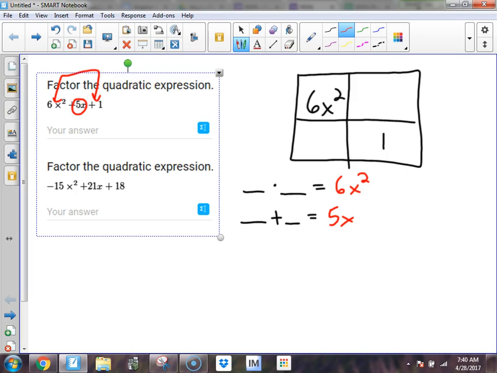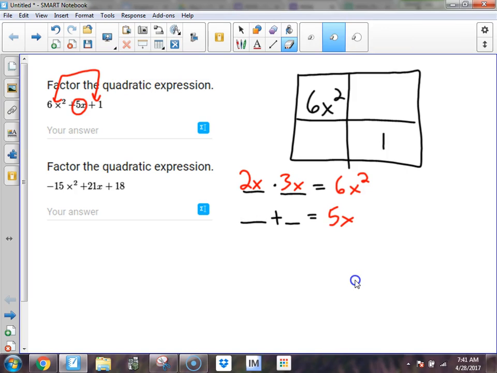Ross, what do you got? Okay, 2x and 3x, right? So I want to make sure we don't forget the x's. We have 2x and 3x. It doesn't really matter which direction I put this down, but 2x and 3x. Right, because if I multiply them, I get 6x squared, and if I add them, then I get 5x. I'll put the 3x up top here, just as a choice. It didn't really matter if I put the 2x there. And I'll put the 2x right here.